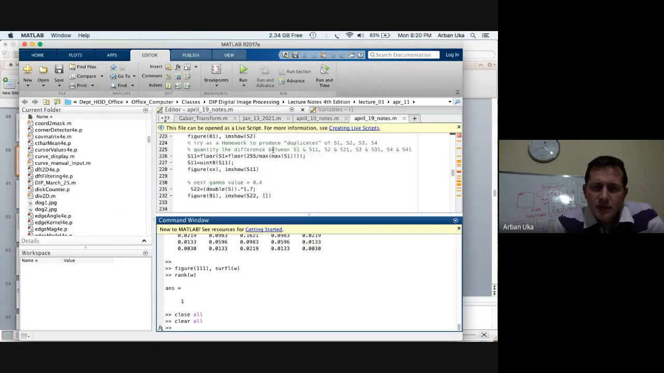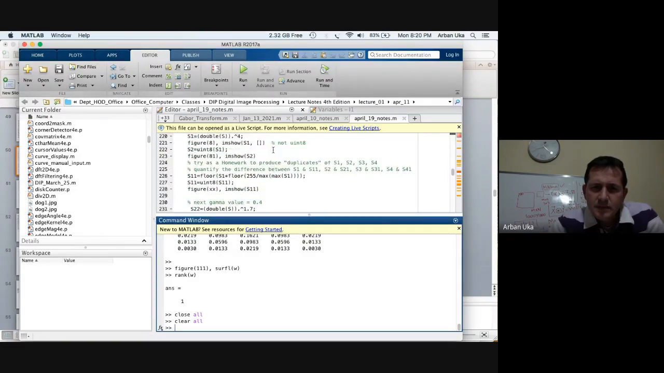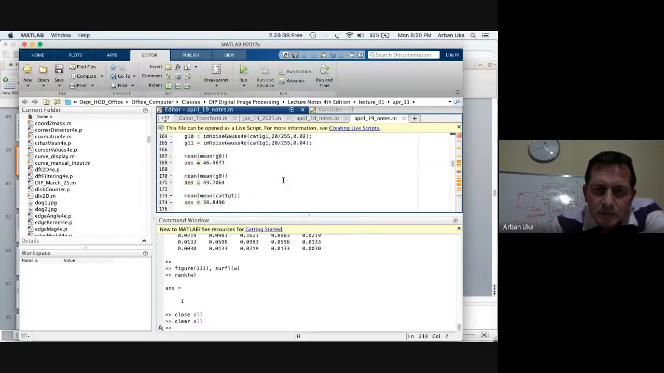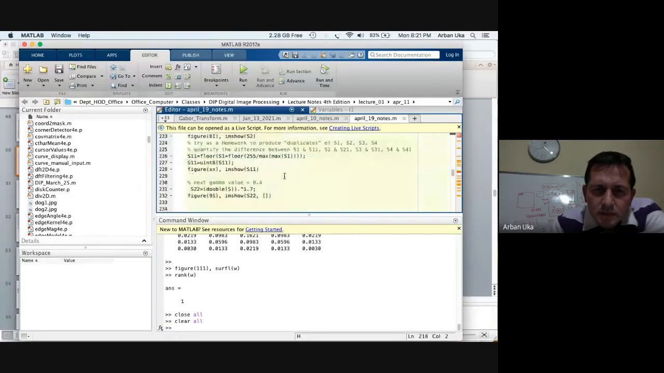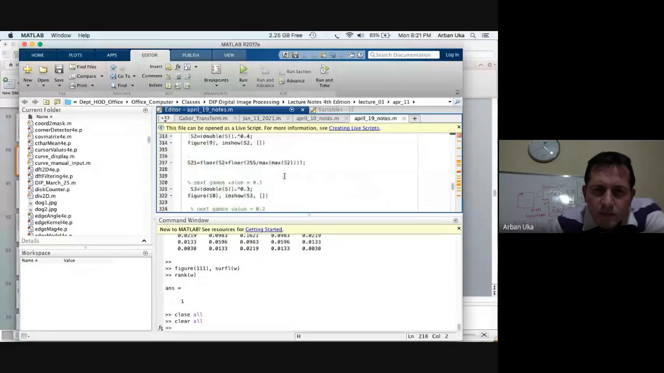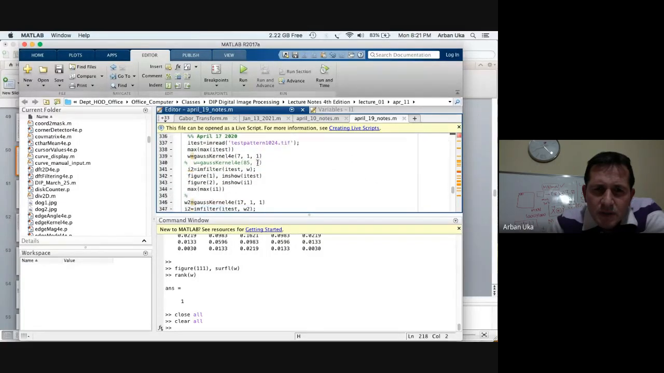I'm trying to find, let's see. Find it. I don't want to use this. Okay, test pattern. Oh, okay. Here we have an example. So let's assume.